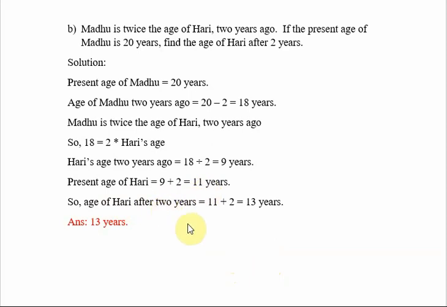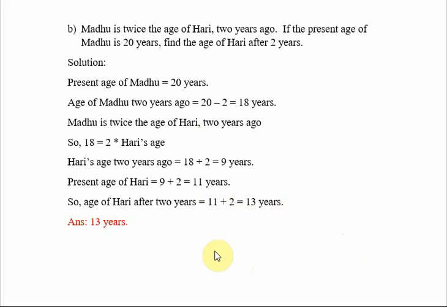So after 2 years, what do you have to do? You have to add 2. So 11 plus 2 is equal to 13 years. So the age of Hari after 2 years will be how much? 11 plus 2, that is 13 years.